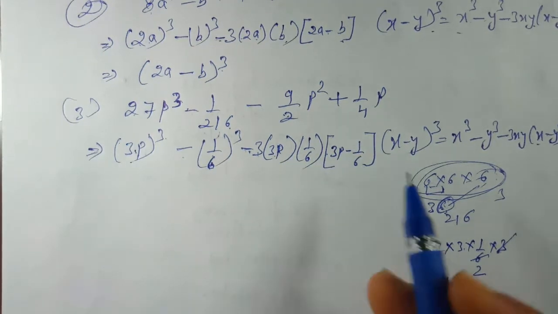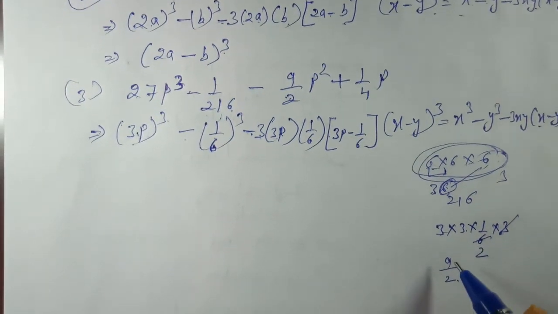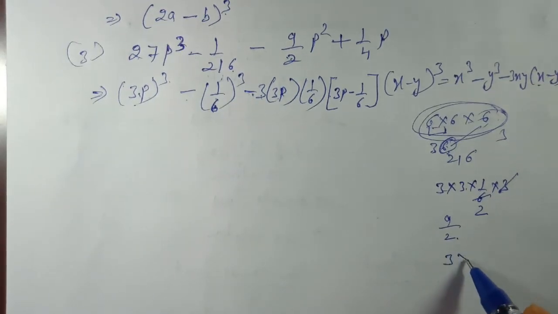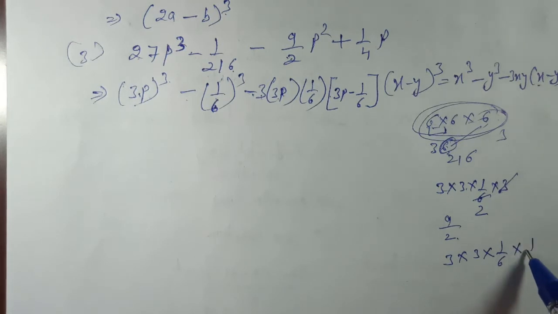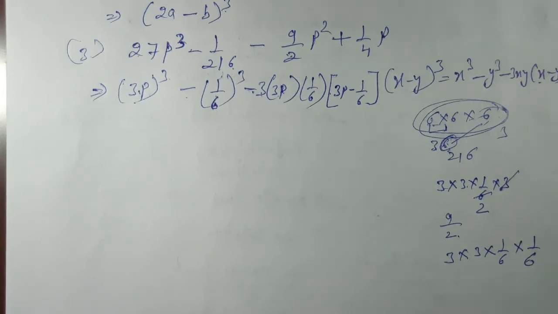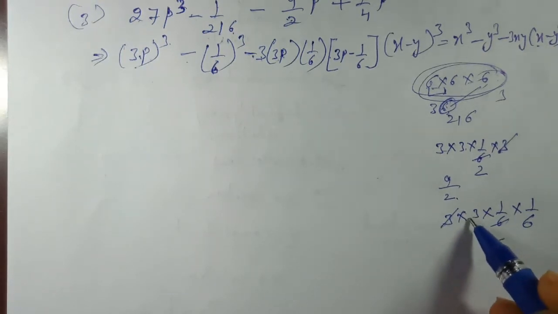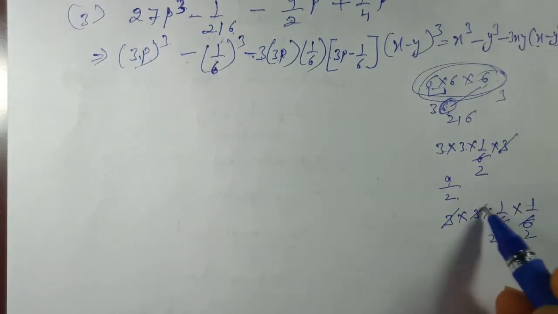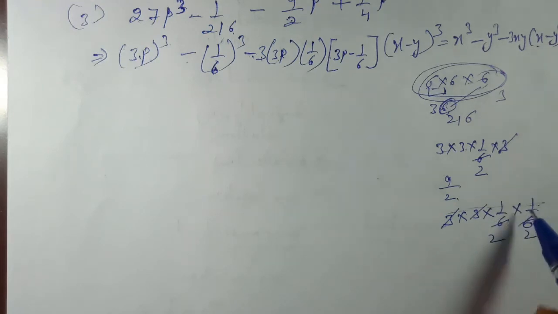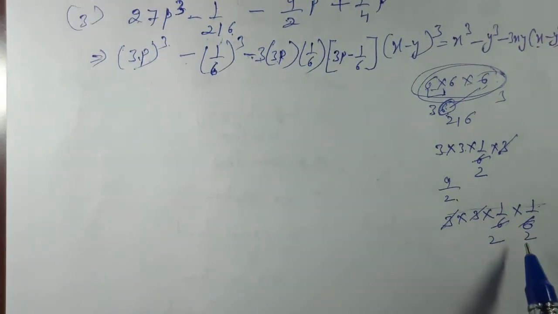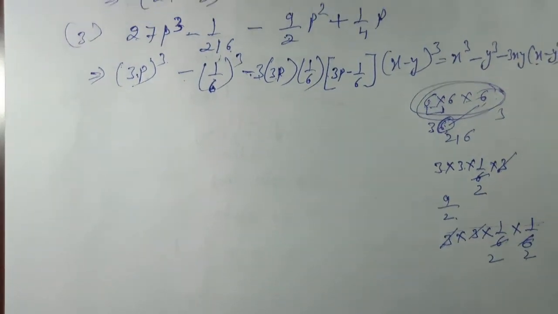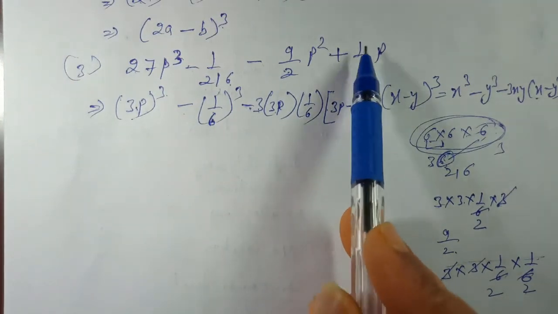Now check the multiplication of the numbers. So again we are checking the multiplication. 3 into 3 into 1 upon 6 into 1 upon 6. With 1 3 we can cancel, 3 2 6, with another 3 we can cancel. So at the numerator we have 1, and at the denominator we have 2 into 2, 4. So it means it is giving 1 upon 4.